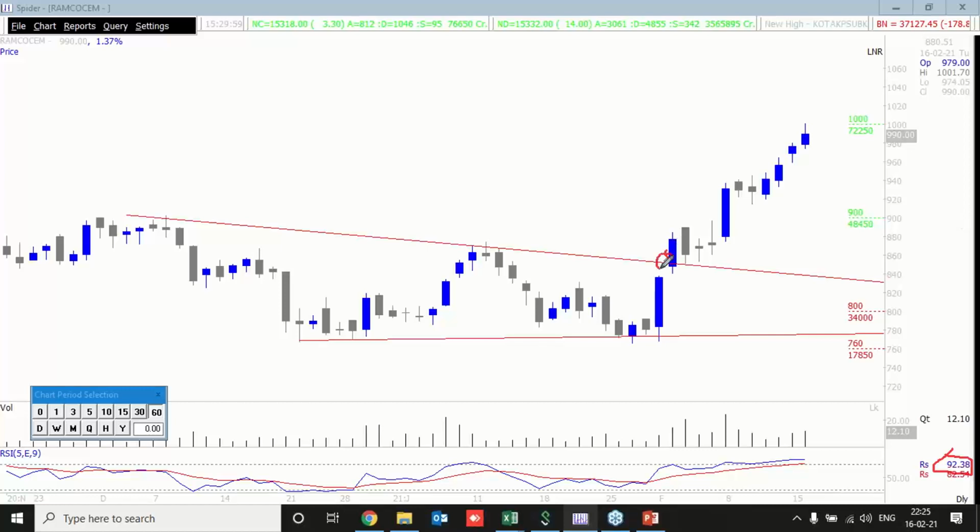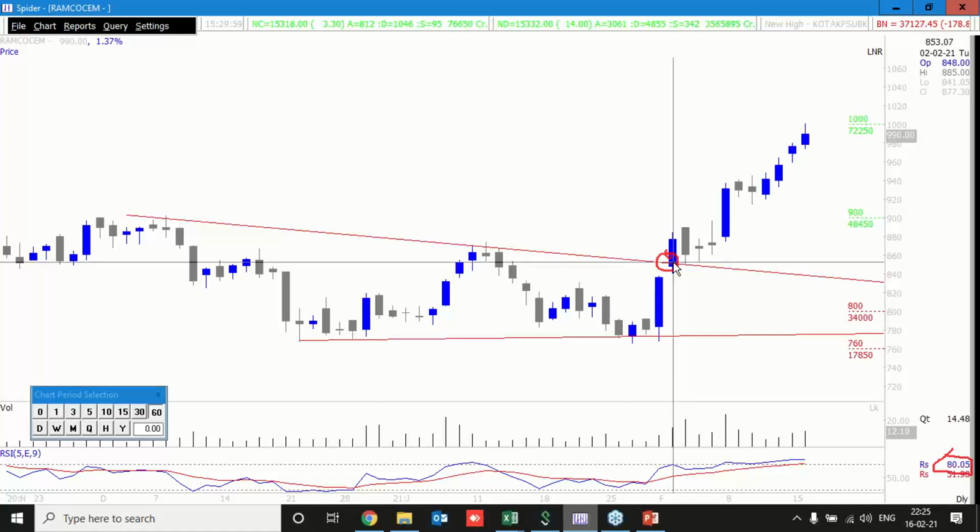So at this particular candle, what I'm mentioning is that, yeah, this is what I'm talking about. My RSI reading is 80 at this particular candle, and this is where the breakout happened.